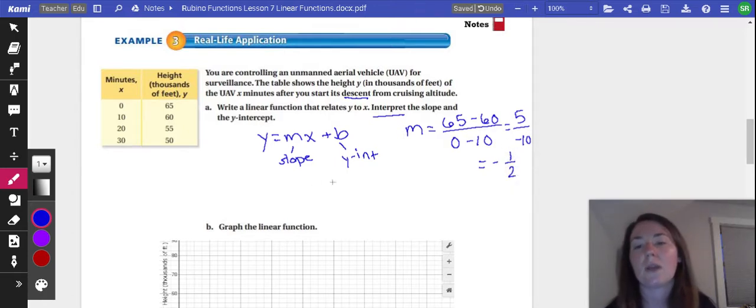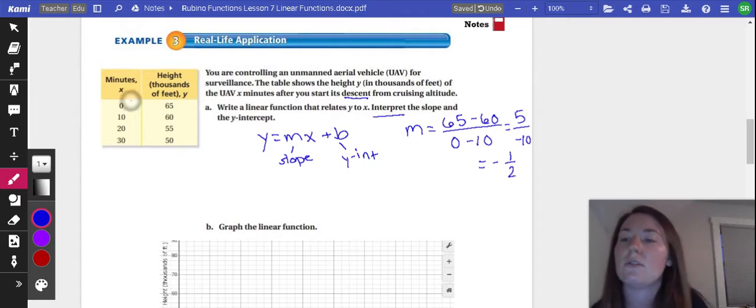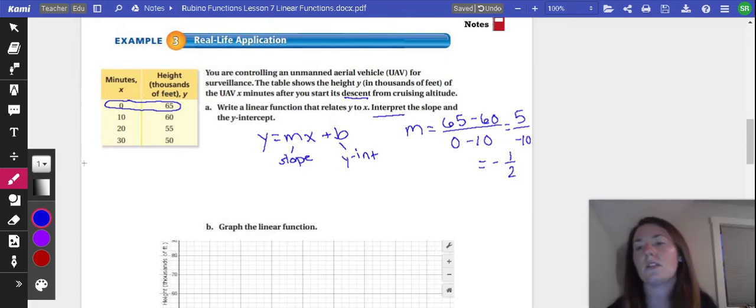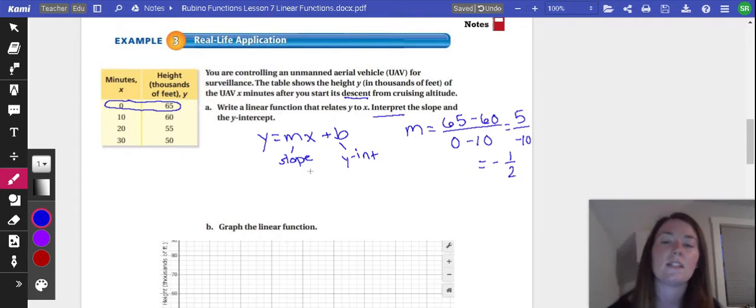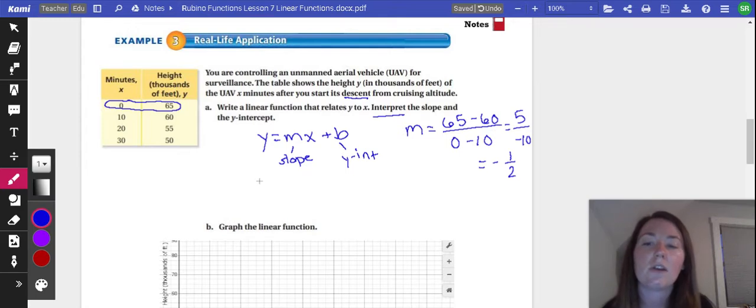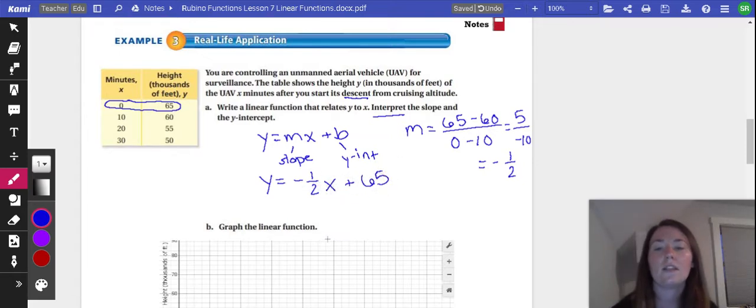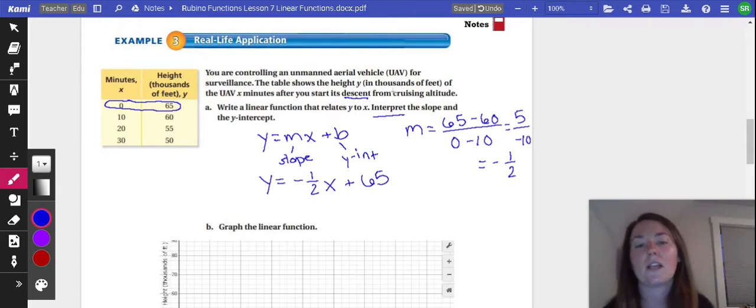The next step is to find my y-intercept, which once again is given to us in the table. My y-intercept is just whatever my y value is when x is 0. In this case, it is 65. And I can use that to write my equation. y equals negative 1/2 x plus 65. And the last thing I want to do here, let's not forget, is that we are interpreting the slope and interpreting the y-intercept. All right, so I'm going to write an interpretation for each of these.